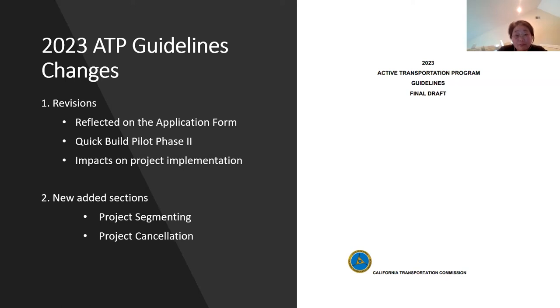If there is something out of the implementing agency's control that delays the project, the agency can request a time extension for a quick build project, but the extension is limited to 3 months, not like regular projects, where you get 12. Don't forget, quick build has its own application form, and please check our website for more details.